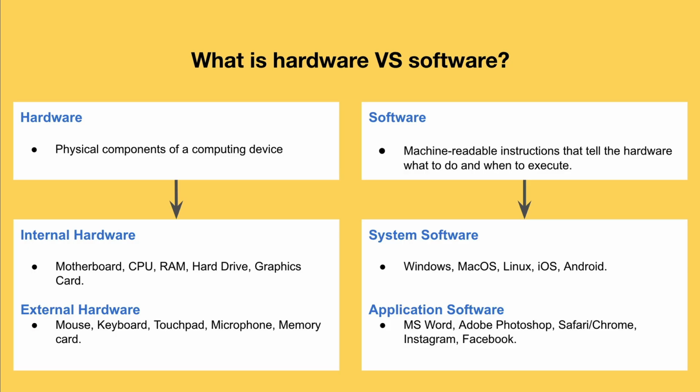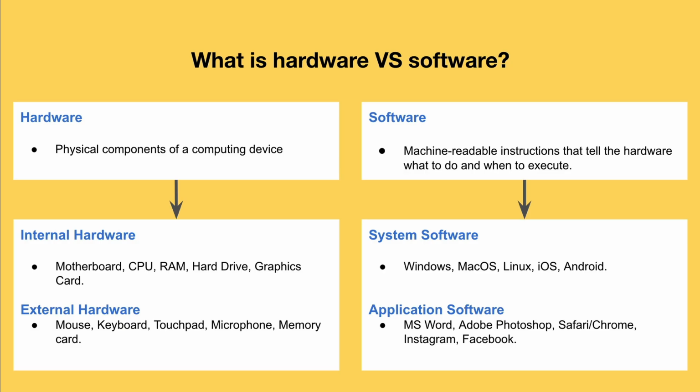And as for software, we have system software and application software. When we say system software, we're talking about Windows, Mac OS, Linux, iOS, Android, or embedded systems. An embedded system is a system or software that is embedded within a hardware. If you think about it, we have a remote controller to control our TV. The software that's running within our remote controller is simply an embedded system, or embedded software.